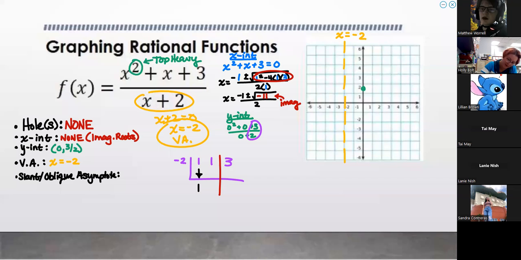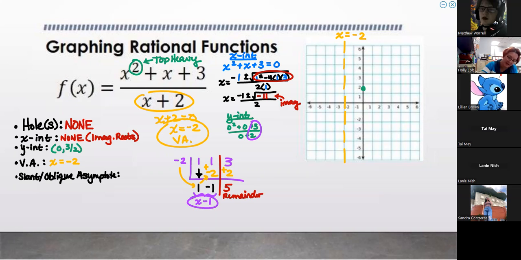And then I multiply -2 and 1 together. I write that down right here. So I add it to the 1 up above. I have -1. Repeat that process. -2 times -1 gives me a +2. I add it to the 3 up above, and I have a remainder of 5. And this is my slant asymptote. It's going to be x minus 1.